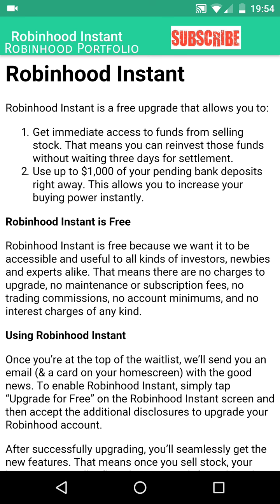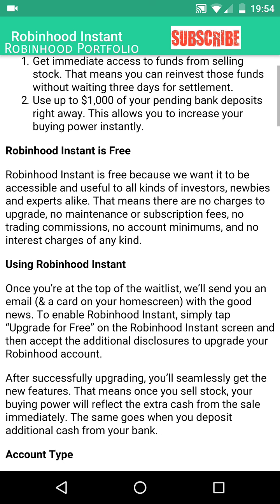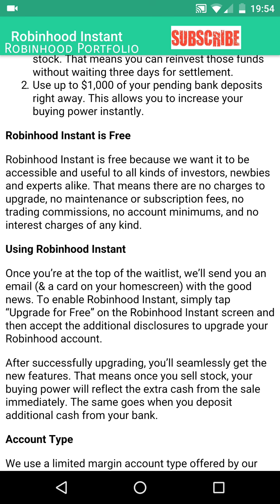And you can also put $1,000 into your account pretty easily without having to worry about waiting for those funds to clear. So if you want to buy some stocks quickly, you can put in $1,000 or more, but $1,000 is instantly available and you'll be immediately able to invest those funds. With a normal account, not a limited margin account, you could not do that.